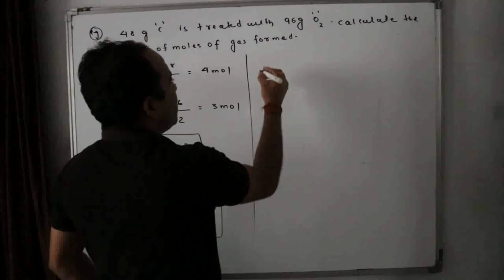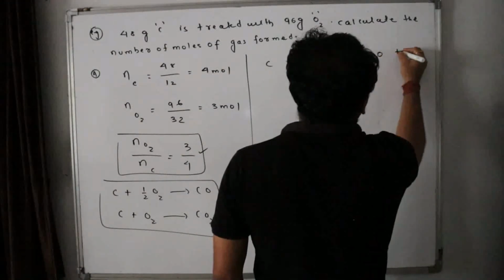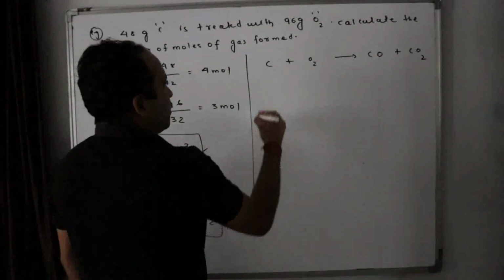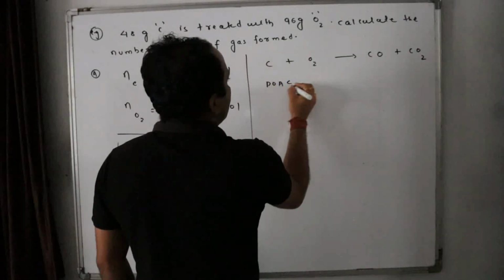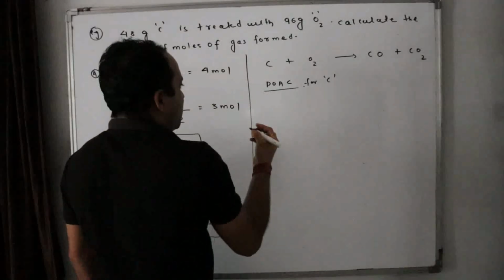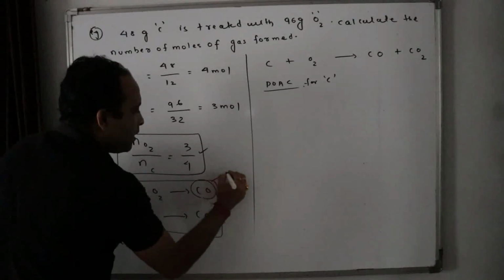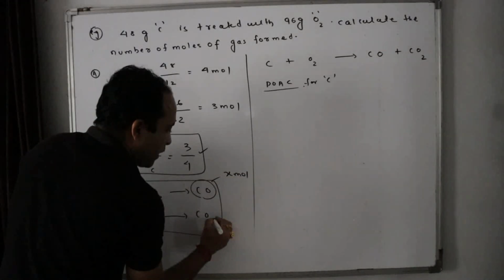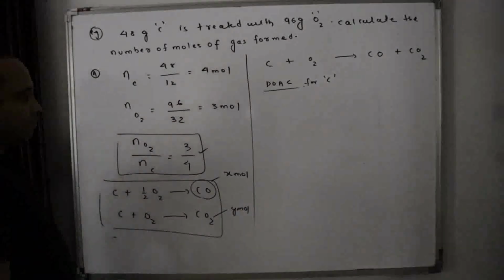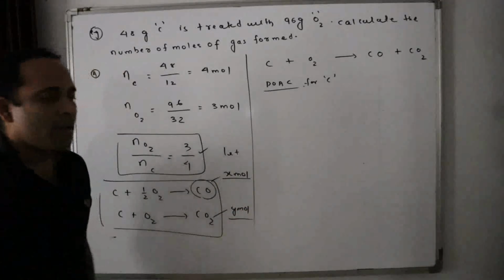Let me write it together. Carbon plus oxygen gives rise to carbon monoxide plus carbon dioxide. Isn't it? Now, let me solve it by POAC, for carbon. How can I solve? And one more thing. Let carbon monoxide formed be X mole and carbon dioxide formed be Y mole.